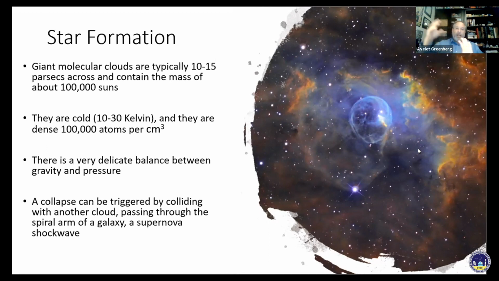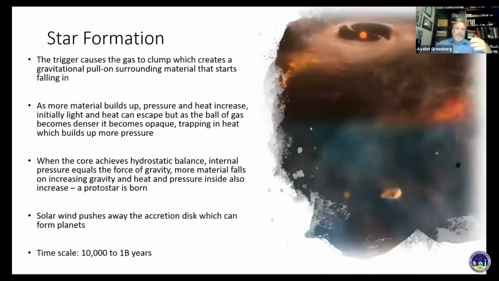It could be that the cloud is moving through a spiral arm of a galaxy, and gravity is tugging on one part of the cloud, causing it to collapse. Or it could be a distant supernova sending a shockwave through space and disrupting the cloud again. Whatever the trigger is, at that point, the cloud starts clumping. You have gas that is clumping together in clumps that are roughly around a third of a light year across.